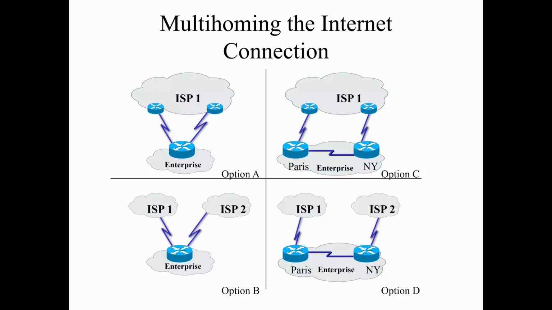We have multi-homing for the internet. That's basically where we can have multiple paths out to the internet. We could have one ISP with two connections. We could have one ISP with two branch offices connecting to the ISP.